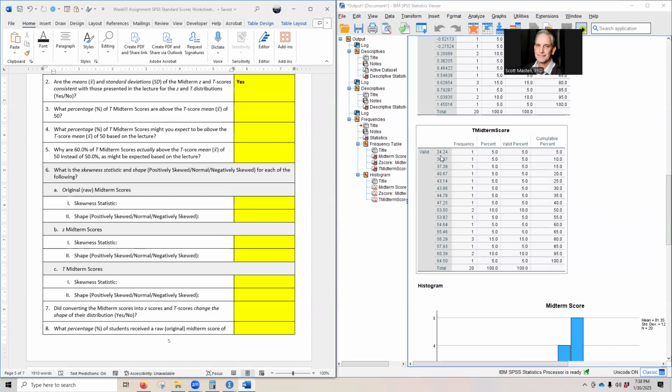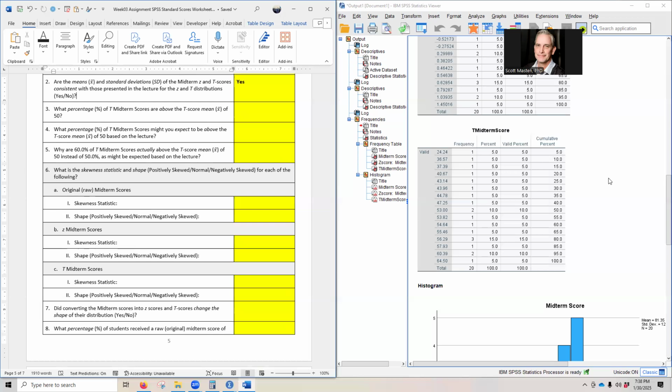All right. So scooting on down, no one got exactly a 50. Someone did get a 53. So this is the first score that is above 50. We got to add 10, 15, 20, 25, 40, 45, 55, 60. Looks like it's 60% if you add those up.